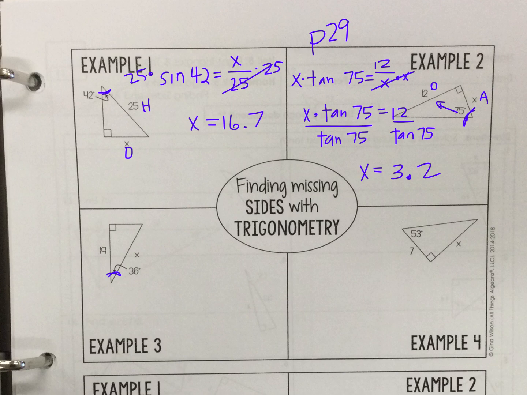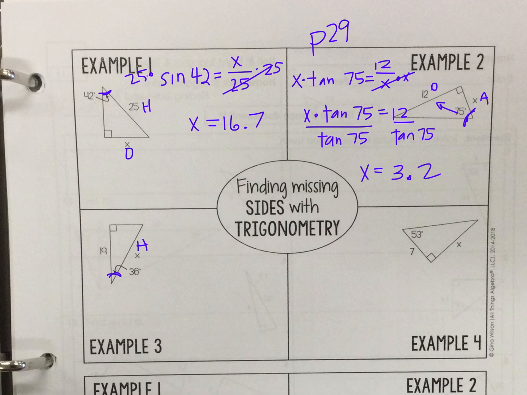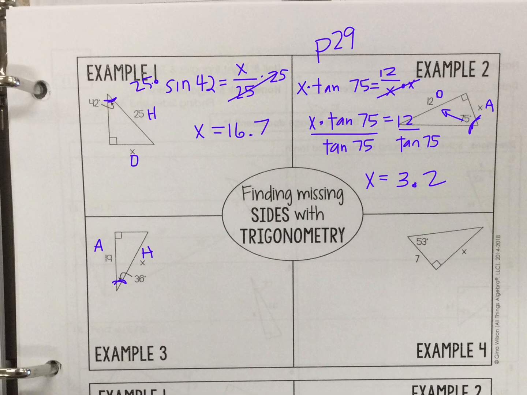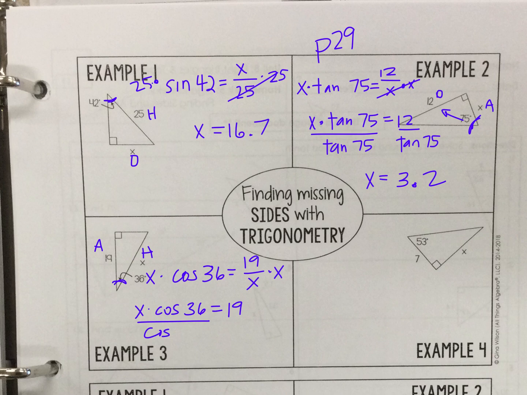Example 3, if we're looking at that 36, I've got a hypotenuse and I've got an adjacent. So that's my cosine. Cosine of 36 equals adjacent over hypotenuse. This is the same thing we just did a second ago. X times the cosine of 36 equals 19. Divide both sides by the cosine of 36. We end up with x equals 23.5.